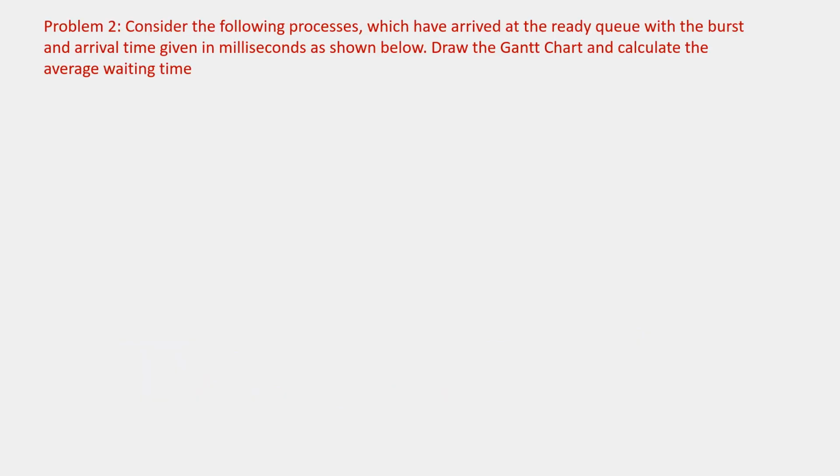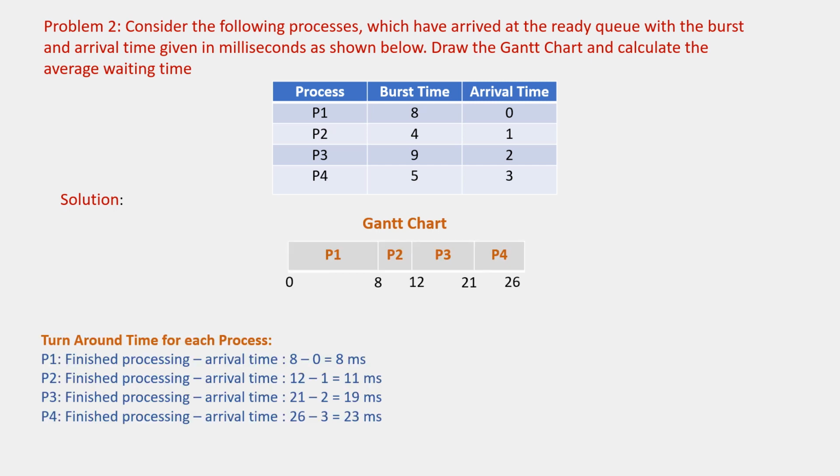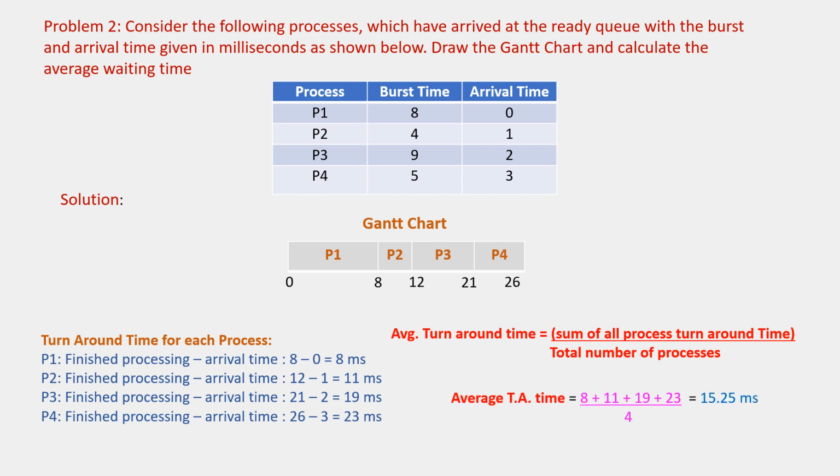Similarly, let's calculate the turnaround time now. So this is again the CPU burst, and when the process is complete, we calculate the turnaround time for each process, then calculate the average turnaround time. So this is calculated to 15.25 milliseconds.